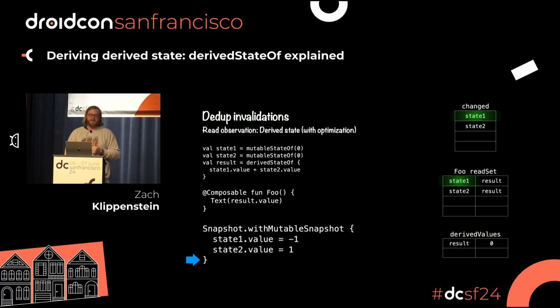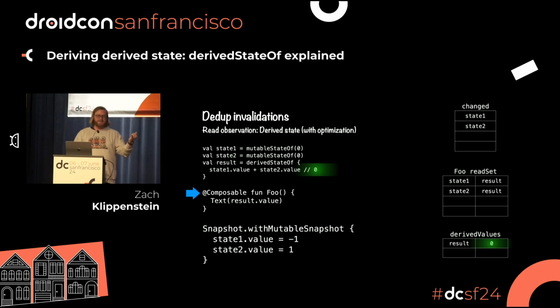OK, so it's going to say, I need a new frame, and on that frame, tell foo that it might need to recompose. The frame happens. The composition isn't going to recompose foo right away. It's going to instead look and say, OK, state 1 changed, and state 1 was read as part of result. OK, so now I can see what value result had the previous time, and I'm going to run the calculation again to see if it changed.